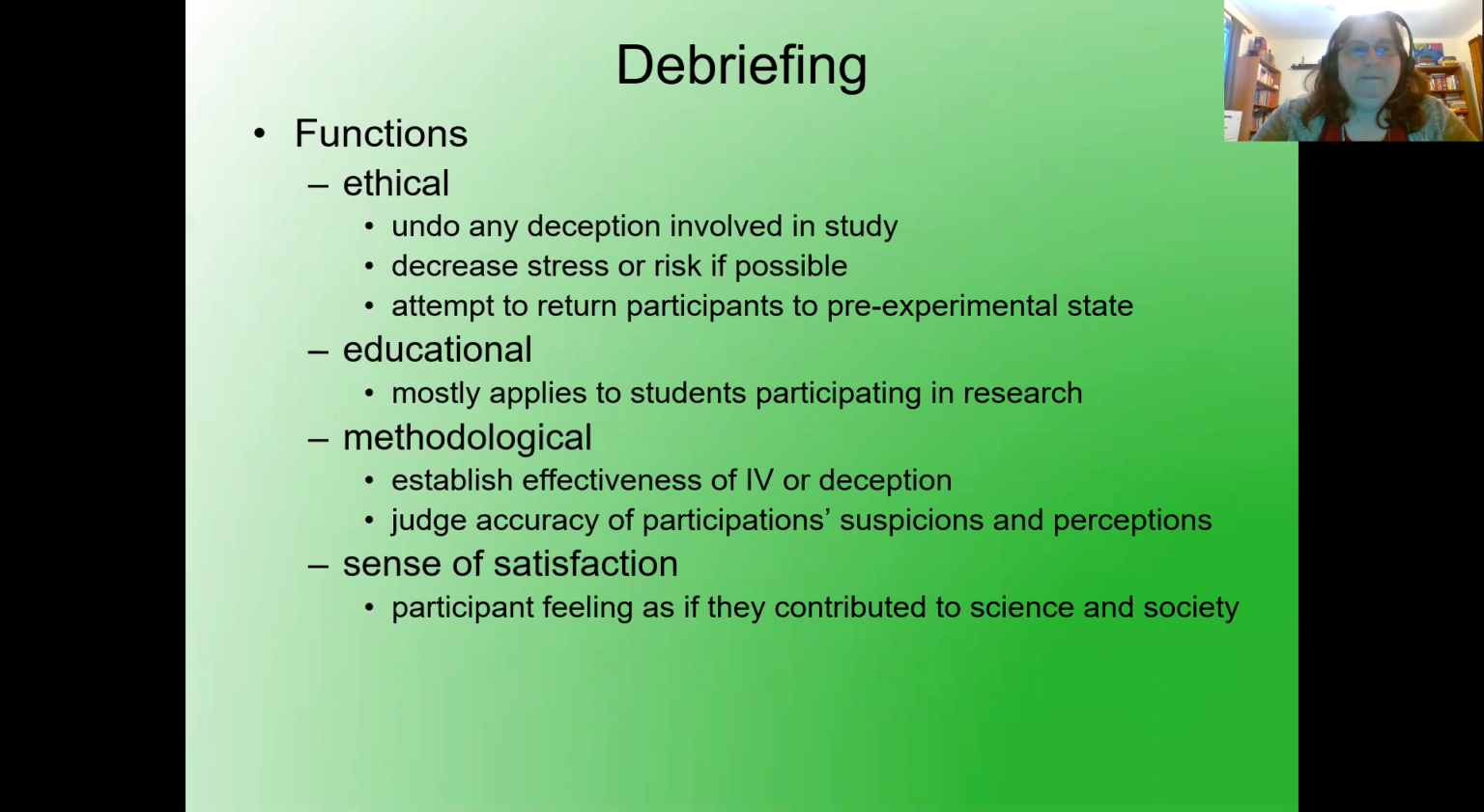Methodological. Now, this would help you to establish the effectiveness of an independent variable or a deception. In other words, you can judge the accuracy of participants' suspicions and perceptions. Did they figure out what the independent variable was? Is that okay or not okay? Did the deception that you wanted to employ actually work?